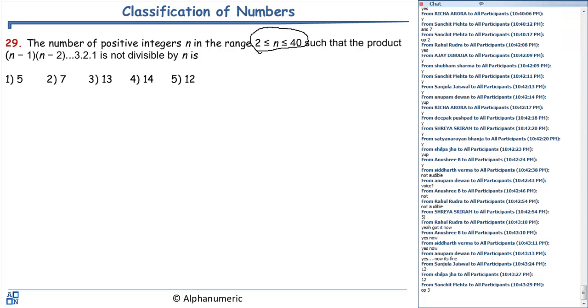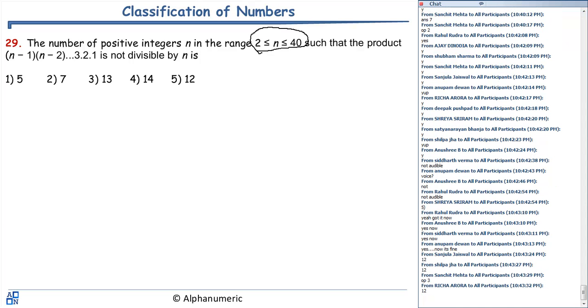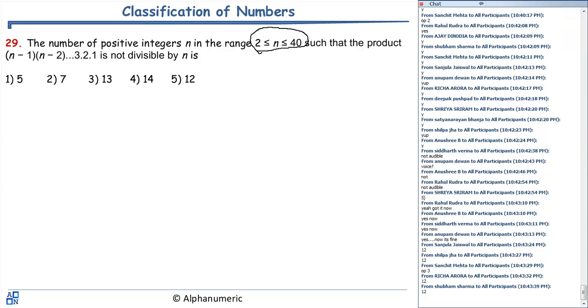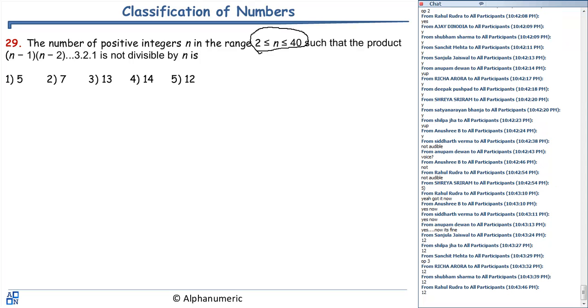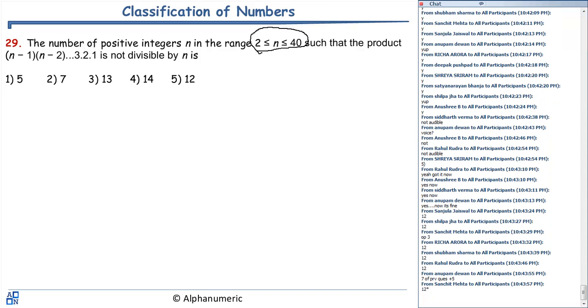Okay, count all the prime numbers. The prime numbers are 2, 3, 5, 7, 11, 13, 17, 19, then 23, 29, 31, 37. कितने prime numbers आ गए? 12 prime numbers. But the answer is not 12.